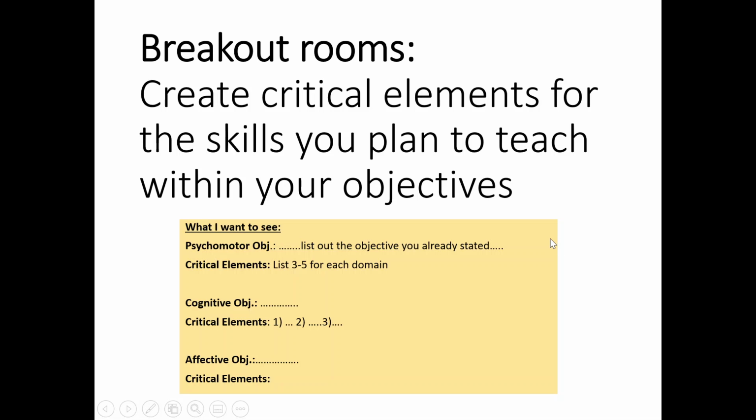So now, in the breakout room or by yourself, I want you to create critical elements for the skills that you just said you were planning to teach. In your psychomotor objective that you just planned, you already have your objective there. So now beneath that objective, list out the critical elements. Again, I want 3 to 5 for each domain. Make sure that these describe sequentially how to do a skill or how to do something, depending on what you said you were teaching within the psychomotor domain, the cognitive, and then the affective.